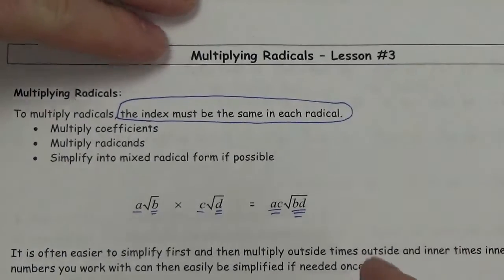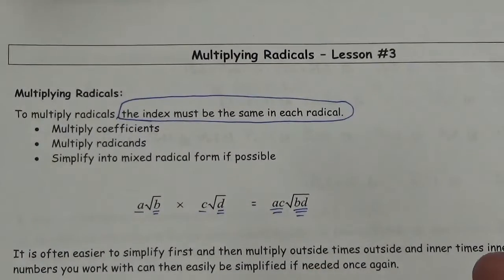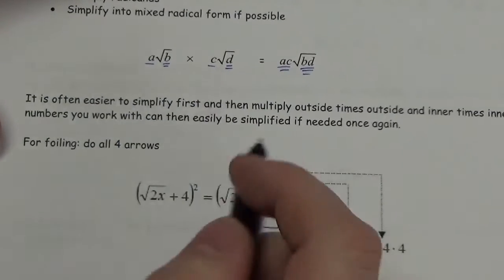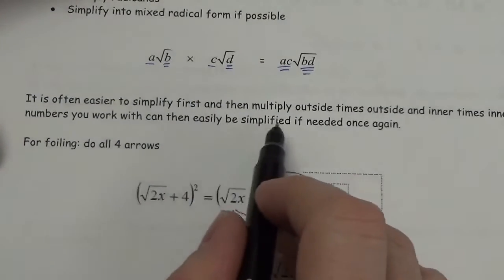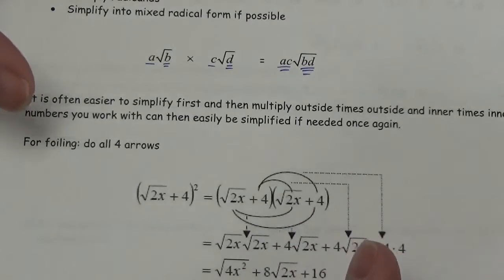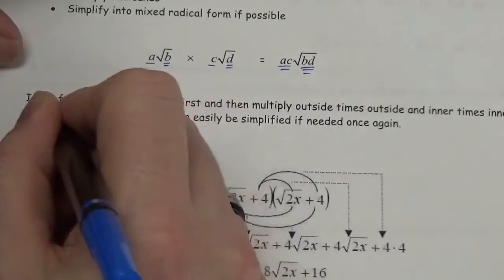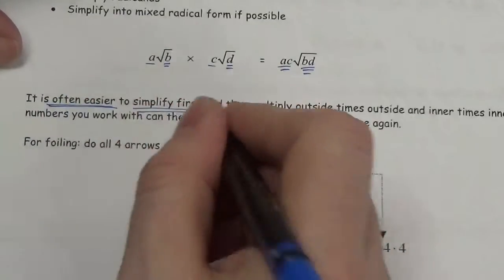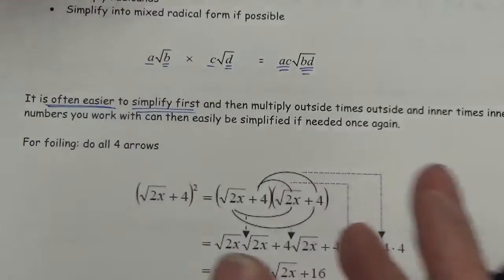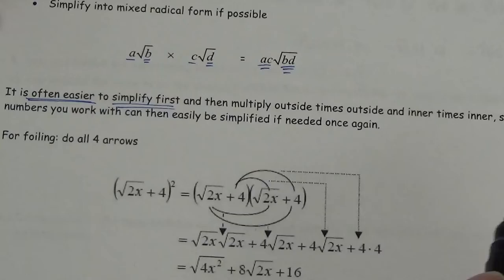And so you've practiced doing that. Once you've got it in this form, you just approach it like you would any of those other simplifying radical questions that you've done. Now, it's often easier to simplify first and then multiply outside times outside and inside times inside. So that is really quite true. It is often easier to simplify first, to reduce the two radicals that you're working with before you multiply them together. But you'll see some examples of that in just a bit.